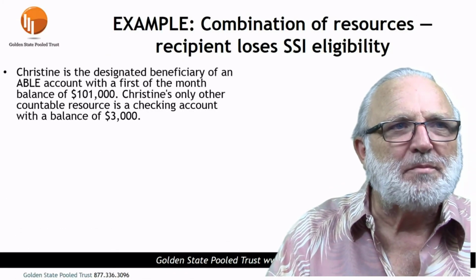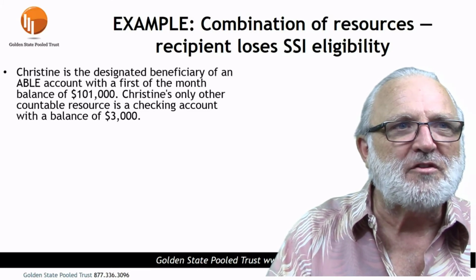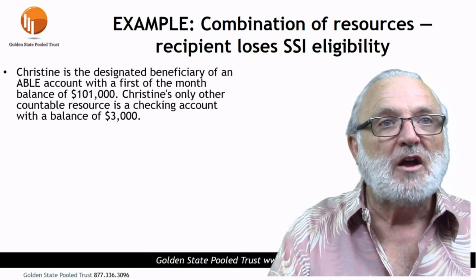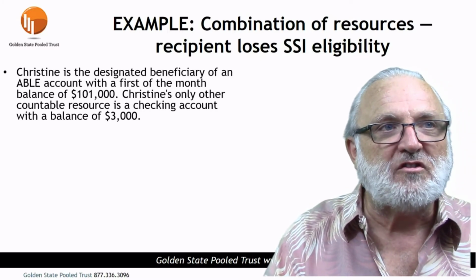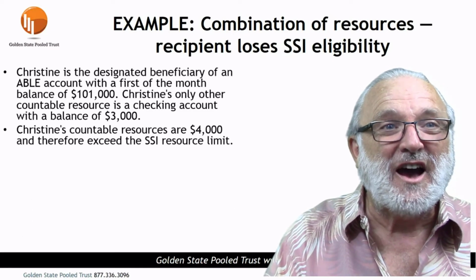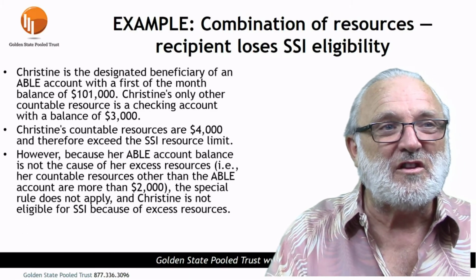So here's an example. Christine is a designated beneficiary of an ABLE account with a first of the month balance of $101,000 in her ABLE account, putting her $1,000 over the resource limit. Christine's only other countable resource is a checking account with a balance of $3,000. Christine's countable resources are $4,000 and therefore exceed the SSI resource limit.